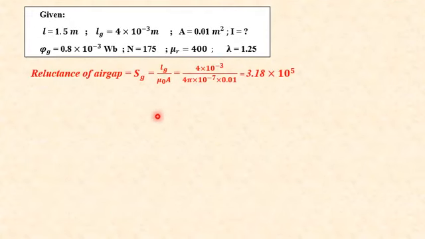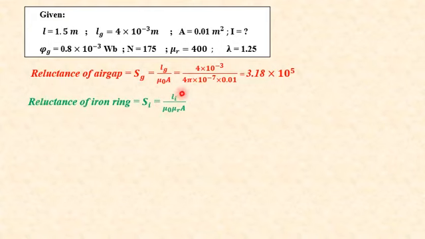So the reluctance of air gap Sg is equal to Lg by mu 0 A. All the parameters are given in the question. By substitution we will get it as 3.18 into 10 raised to 5. Then next we have to find the reluctance of iron ring, that is Si, equal to Li by mu 0 mu r into A. But in the question we have only been provided with the mean length of the ring. What we need is the length of flux path in the iron.